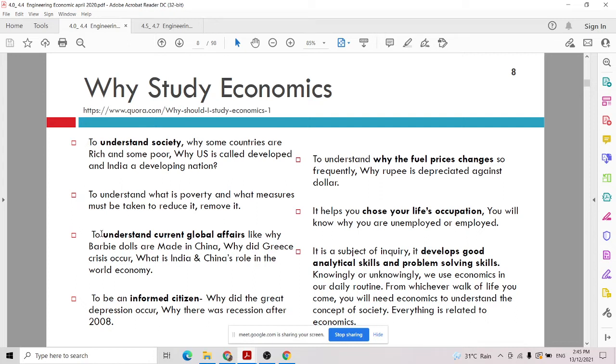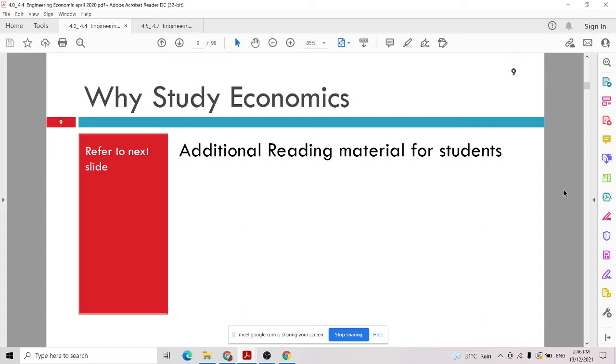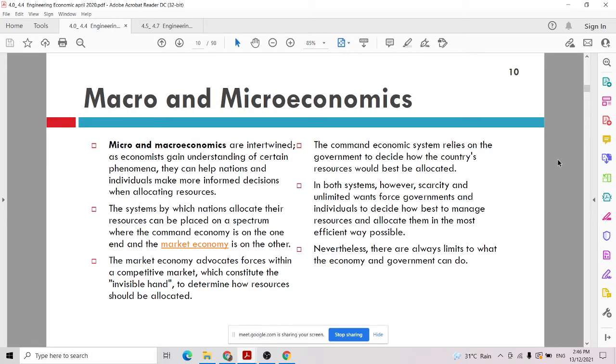And then we have current global affairs. What happened to Greece, what happened to China, what happened to India, and to inform citizens what depreciation is all about. Currently we are dealing with the great depreciation because of the pandemic. Many things we can discuss based on economics. We will come to them later. This is the additional reading. You may refer to the YouTube link I have given earlier.